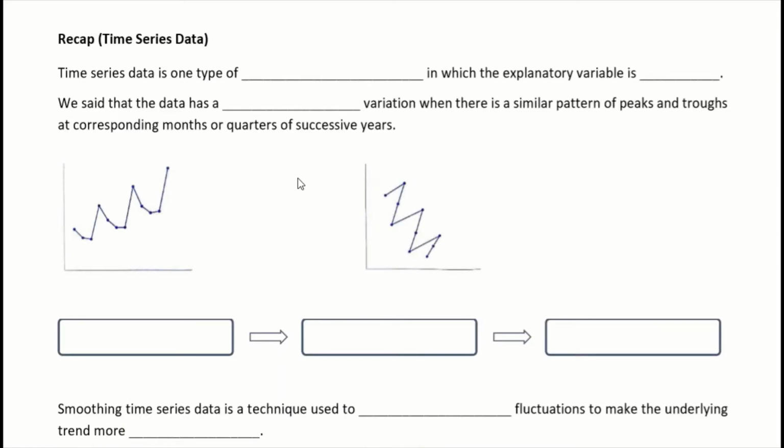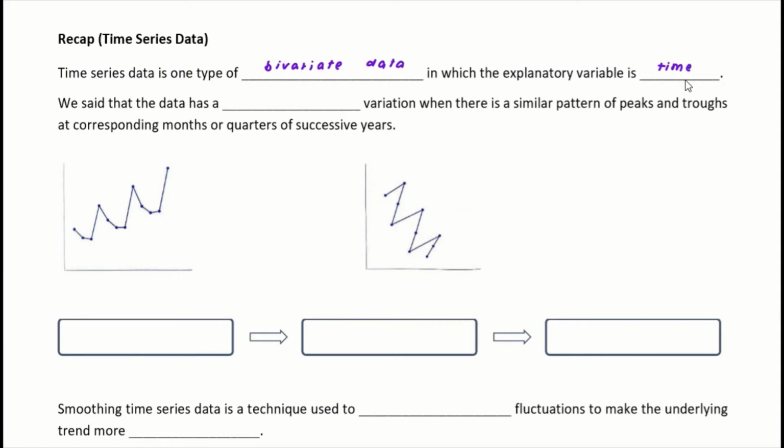In the previous lesson, we talked about the relationship between topic 3.1 bivariate data analysis and topic 4.1 time series data. From there, we know that time series data is one type of bivariate data, which means data with two variables. The explanatory variable in time series data is always the time, because time is something that we can't change, right?